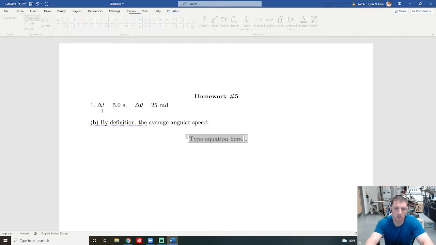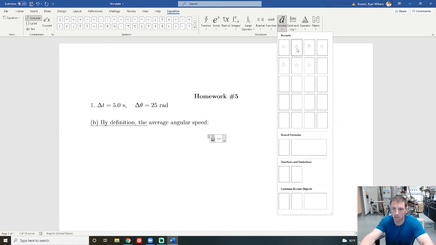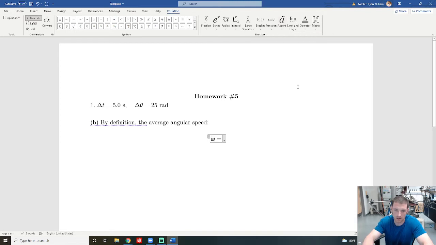And so this would be my angular speed, or my average angular speed. I'm going to put a bar over it just to make sure it's clear that this is an average. And remember that this is just delta theta over delta t. And that's it for this part, right? So you would just divide 25 radians by 5 seconds, and you should find that it's 5 radians per second here.